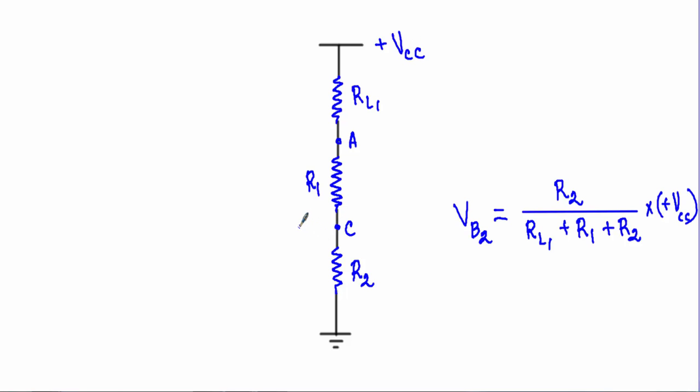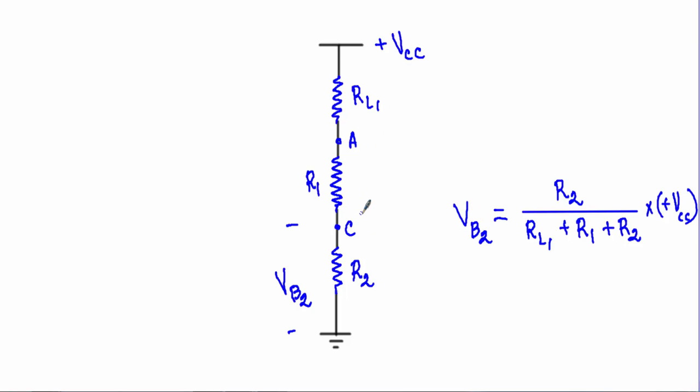The voltage that is dropped between the C terminal and the ground is our VB2. We can calculate VB2 by using the voltage divider rule. I want to calculate the voltage drop across this resistor, therefore I will take the value of this resistor in the numerator, and in the denominator I will add the three resistors RL1 plus R1 plus R2, and multiply this fraction by the total voltage plus VCC, and this is our VB2.